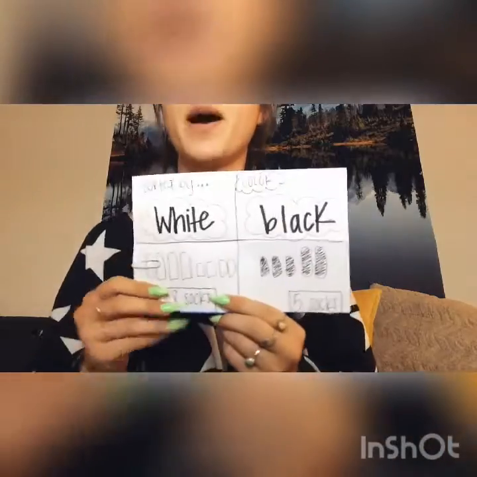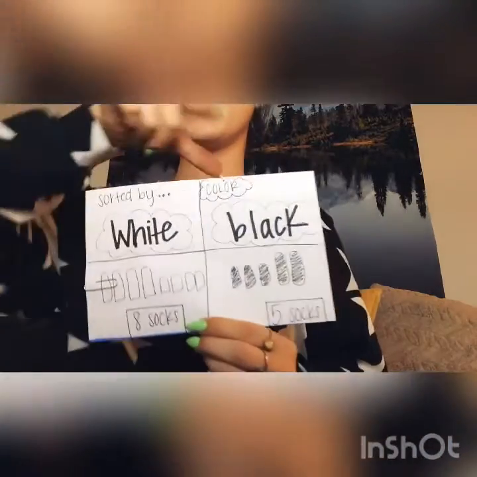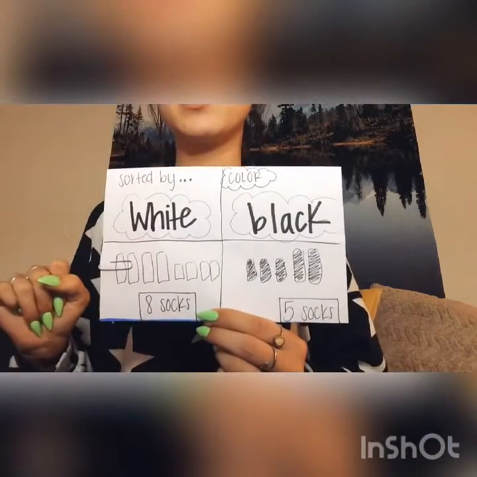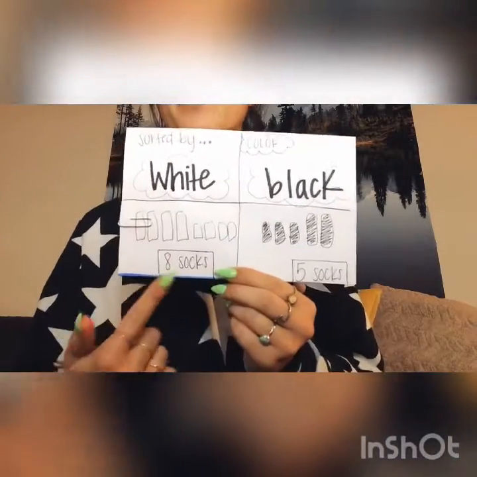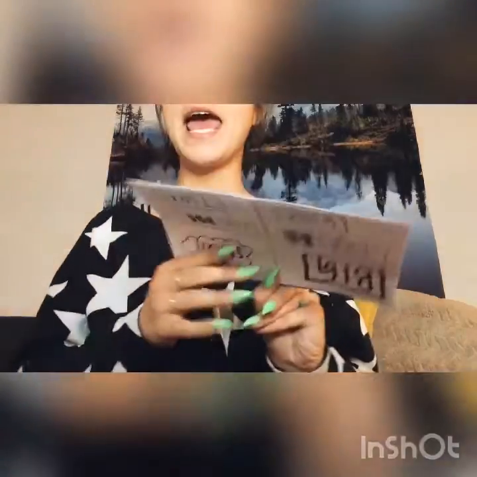So I sorted mine by color. I have a pile of white socks and a pile of black socks. And I drew them and I wrote how many I had. And then you're going to sort again a different way. You can sort by size, by length, whatever you want to come up with. Maybe by old and new. And you're going to draw that for me as well.